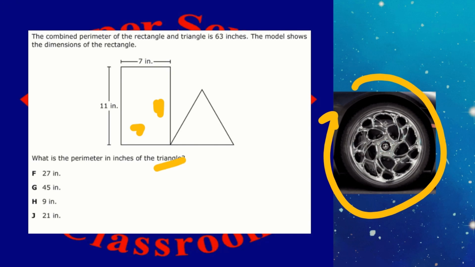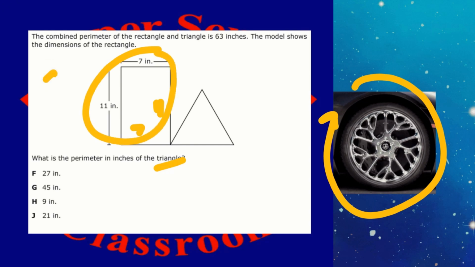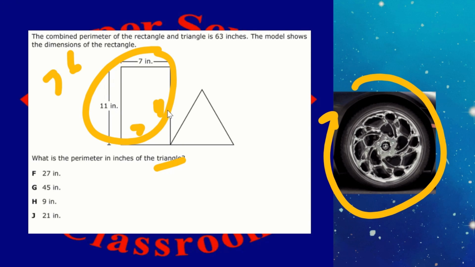But before we can know the triangle, we have to know the rectangle. So 11 plus 7 is what? 18. 18 plus 11 is 29. 29 plus 7 is 36. So 36, that's the perimeter of the rectangle. But that's not what they asked us, right?